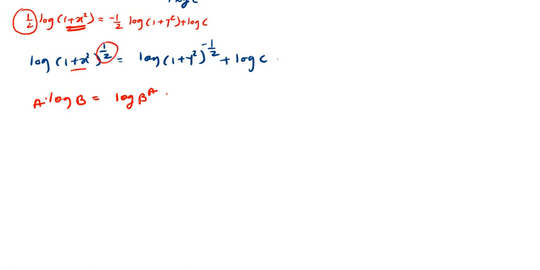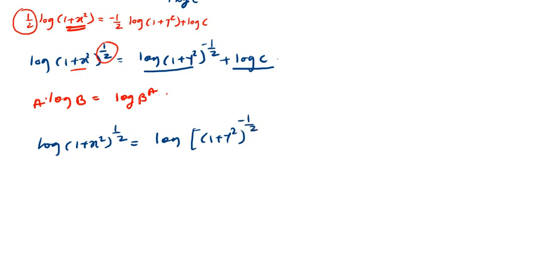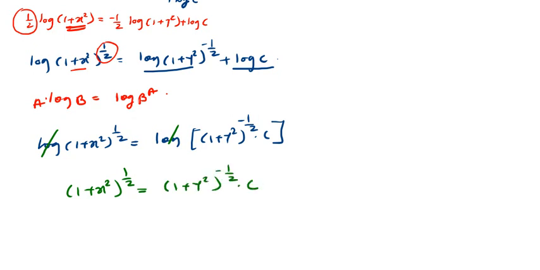So finally, again using some logarithmic rules, this will be log of 1 plus x square to the power 1 by 2 is equal to, now this is log of a plus log of b, so this will be log of 1 plus y square to the power minus half into c, a into b. Now this log will get cancelled. So what remains is 1 plus x square to the power 1 by 2 is equal to 1 plus y square to the power minus 1 by 2 into c, and this is our answer.